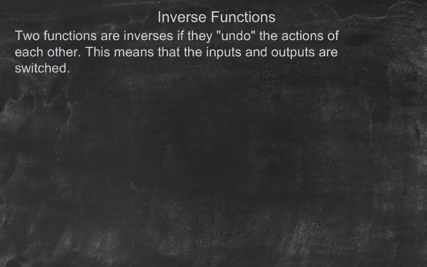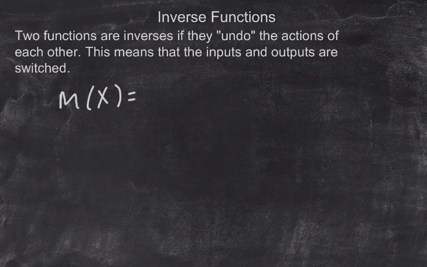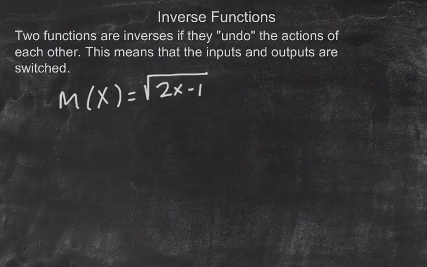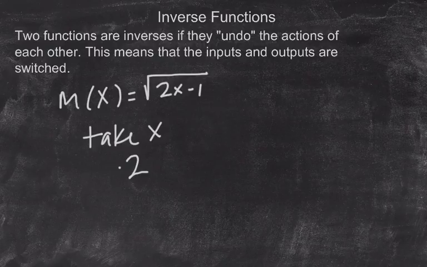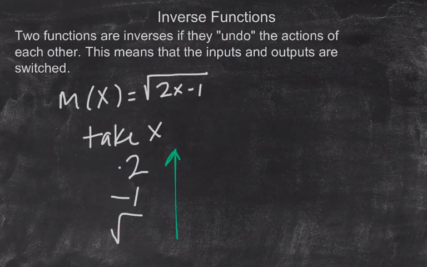Let's do an example. So if m of x equals the square root of 2x minus 1, then the things that are happening to x, we take x, which is some number, and we multiply by 2, subtract 1, and then square root. So if I want to do the inverse of that, then I need to start from the end and work my way back to the beginning, doing the inverse operations.